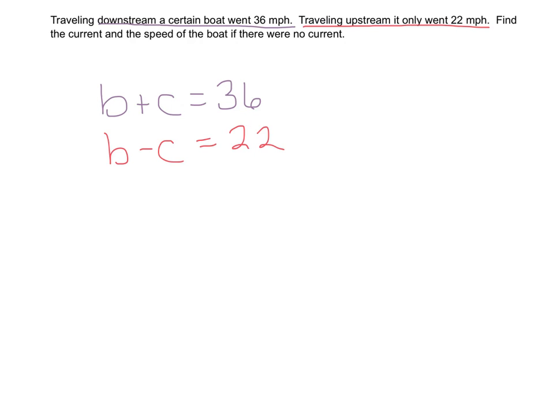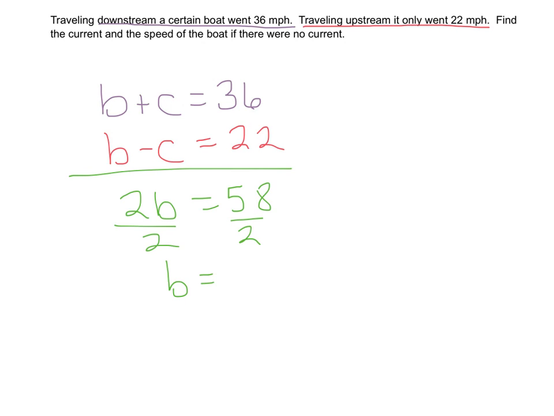Okay, the C's are already opposite, so we're ready to add. B plus B is 2B. 36 plus 22 would be 58. Divide by 2, so B equals 29.